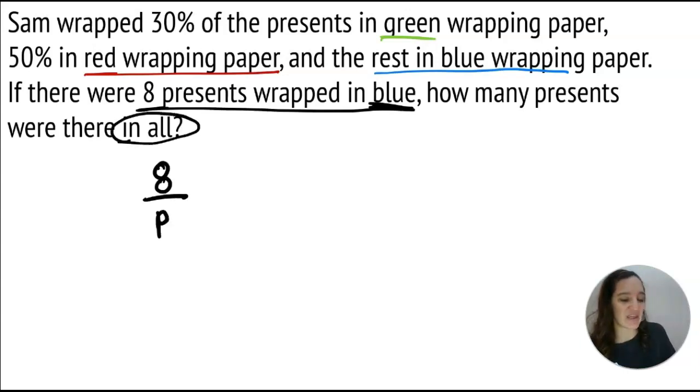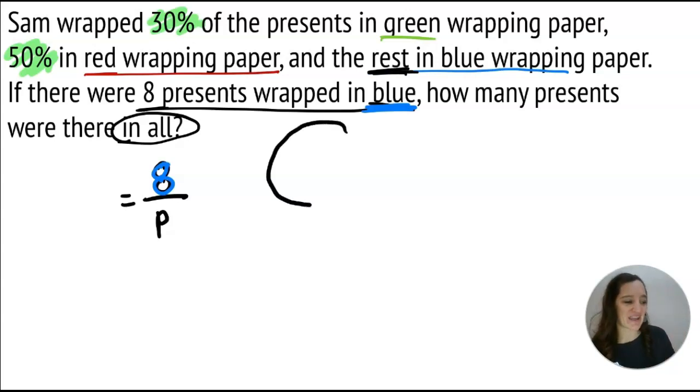So I'm going to put a P. We want to know how many presents there were in all. Now here's where I'm a little stuck because I've got all these percents here. Which percent should I use? Well, if I'm going to use the 8 that were wrapped in blue, then I need to stick with the percent that was blue in order to make this ratio make sense. But I don't know the percent for blue, do I? But I can figure it out.